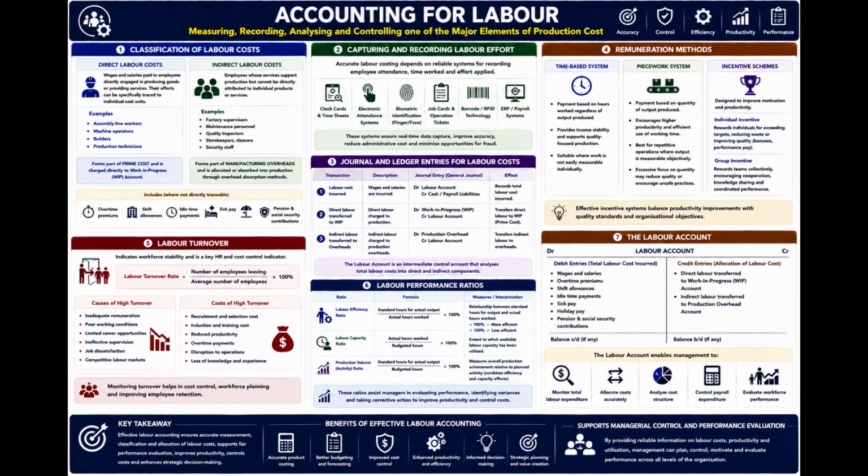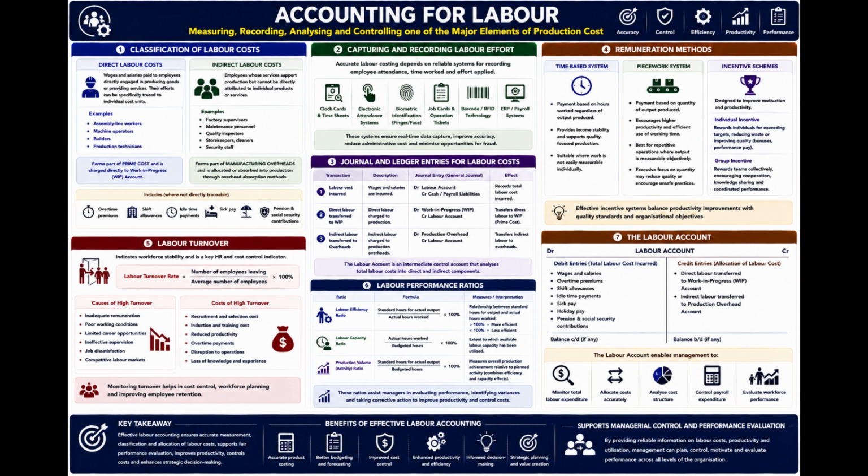Accurate labor costing depends upon effective systems for capturing and recording labor effort. Organizations commonly employ clock cards, time recording systems, electronic attendance systems, biometric identification, and computerized payroll systems to monitor employee attendance and working hours. In manufacturing environments, job cards, timesheets, and operation tickets record the time employees spend on specific production activities or cost units. Modern organizations increasingly utilize automated barcode systems, RFID technology, biometric scanners, and enterprise resource planning (ERP) systems to collect labor data in real time, improving accuracy while reducing administrative costs and opportunities for fraud.